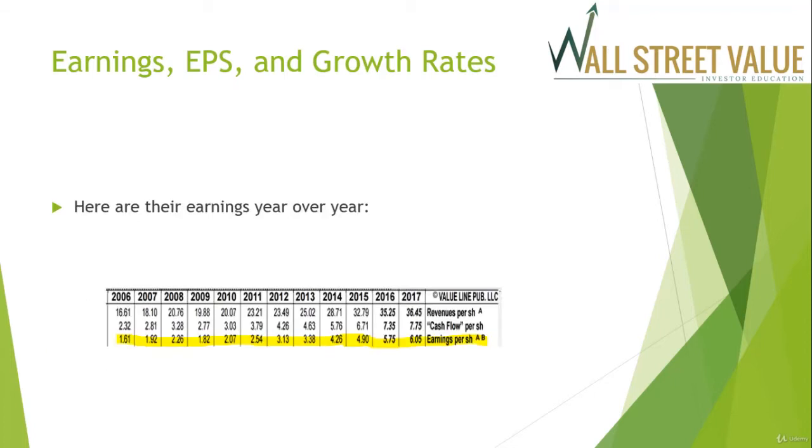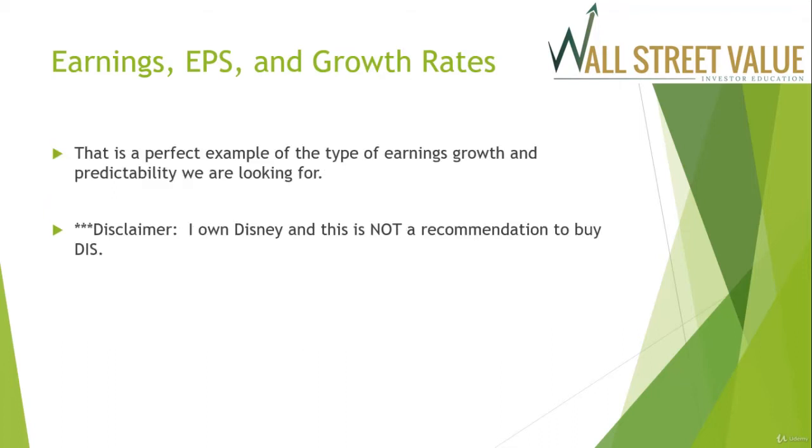Every year, with the exception of 2009, and that was a result of the 2008 crash, they've increased their earnings each and every year. So from 2006, it went from $1.61 to $1.92 to $2.26. Then you had the one drop because of the great crash that we saw in 2008. And then from 2010 all the way to 2017, each and every year, their earnings per share has increased. The perfect example of the type of earnings growth and predictability that we're looking for.